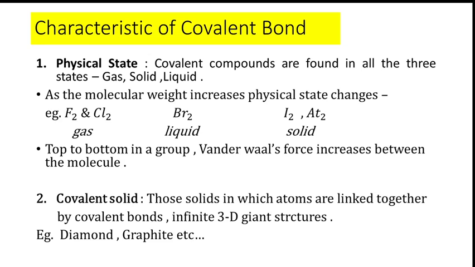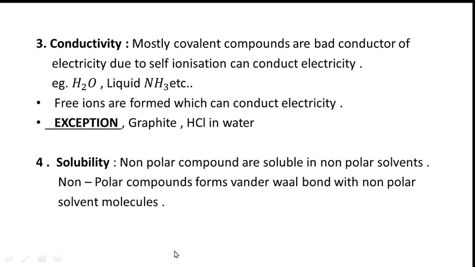Next is covalent solid. Covalent solids are those solids in which atoms are linked together by covalent bonds. Atoms are linked together by sharing of electrons. And these covalent solids make an infinite 3D giant structure, for example diamond and graphite. You have to learn the examples of covalent solids, and covalent solid examples are diamond and graphite.